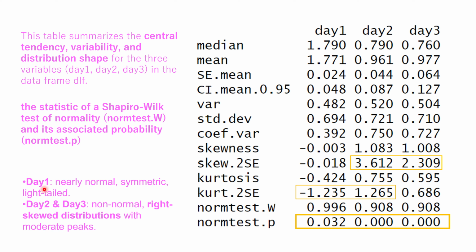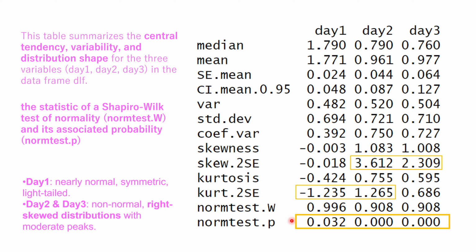But it is a difficult point. Day 1 is nearly normal, symmetric and light tailed, and day 2 and day 3 are non-normal and lightly skewed distributions with moderate peaks. This table summarizes the central tendency, variability, and the distribution shape. The statistics of the Shapiro-Wilk test of normality. Sorry, I did not explain, but this normality test is the Shapiro-Wilk test here, and it gives a probability value.